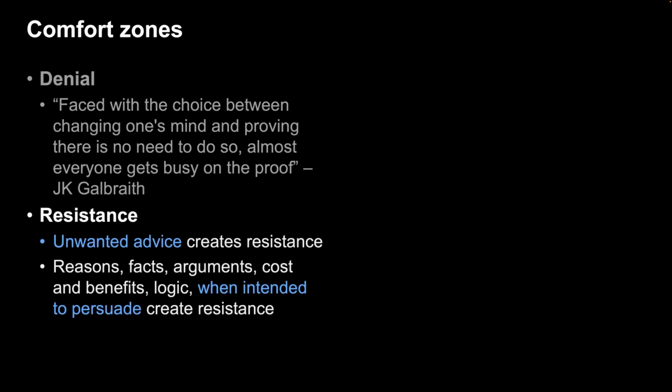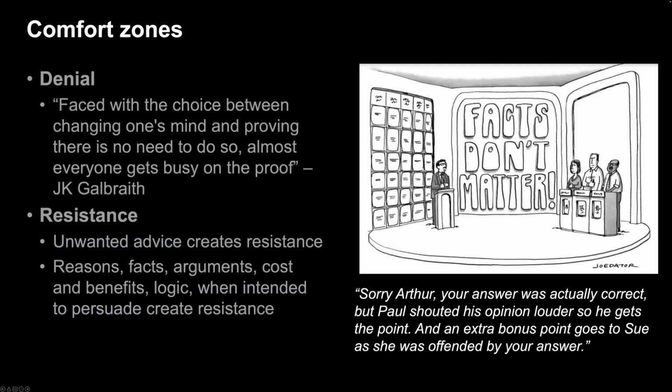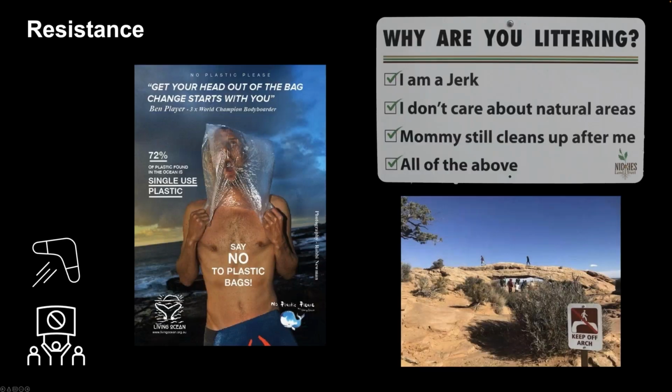And the other one, resistance, is that unwanted advice creates resistance. Reasons, facts, arguments, costs and benefits logic, when intended to persuade, create resistance. I'll show some examples shortly. But also today, even if you do have the facts, if someone shouts louder than you or gets offended by your facts, the resistance may even be somewhat stronger. So resistance can also lead to some boomerang effects, where the problem you're trying to solve actually gets worse based on the strategy that you take.